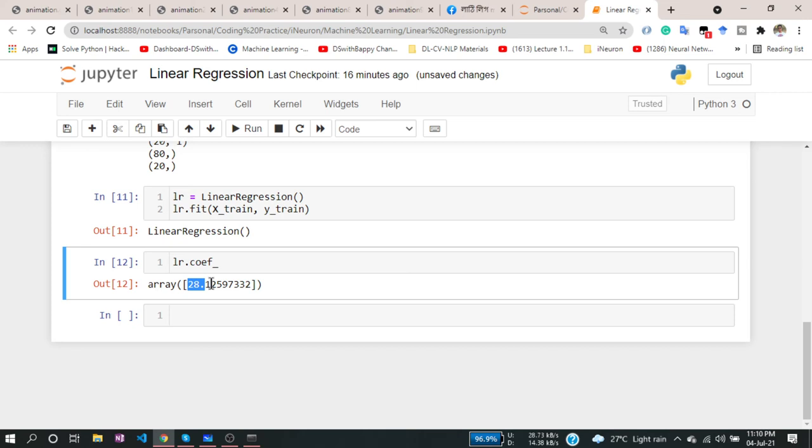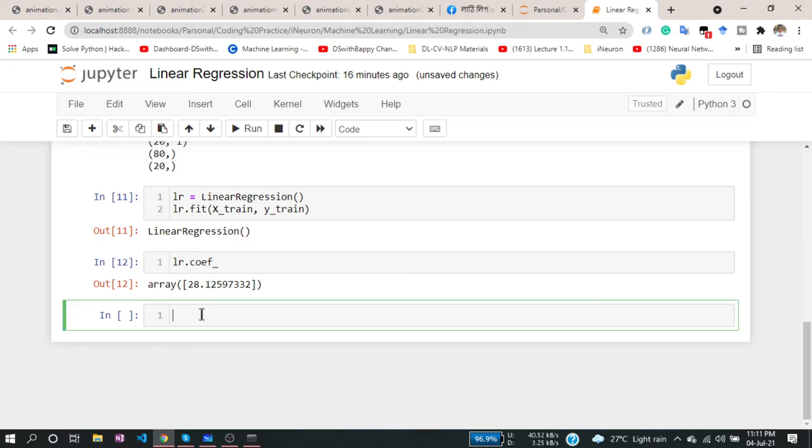Then it has decided that 28 is the proper weight that can minimize the cost function. That's why they have said that. I think you are getting it. So my m is 28, that means your slope is 28 right now, after calculating the whole process.